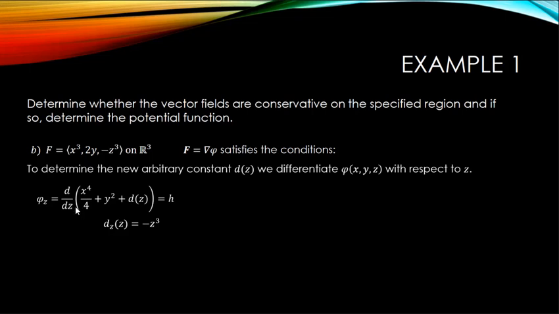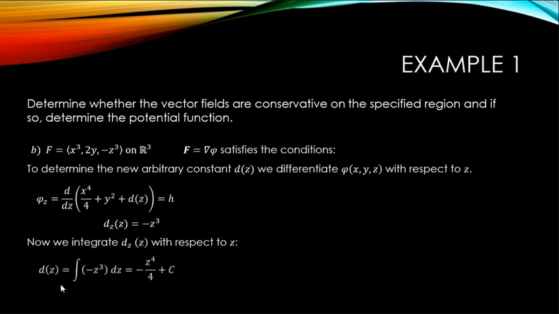The first two terms are treated as constants. I'm left with just my derivative with respect to z of the function d of z, which is equal to negative z cubed. Now I integrate d prime of z with respect to z, and I get d of z is equal to the integral of negative z cubed dz, which gives me negative z to the fourth over 4 plus c. In this case, my c is a real number, so we're just going to let that constant be 0. And my potential function, phi of xyz, will be given by x to the fourth over 4 plus y squared minus z to the fourth over 4.